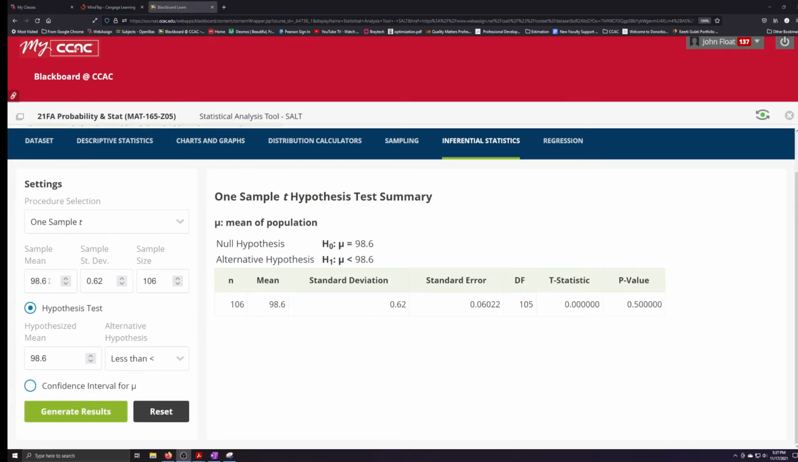Oh, I did type in something incorrectly. Oh, I feel so dumb. I'm so sorry about that, everybody. I put 98.6. Fat fingers got in the way. It's supposed to be 98.2. So now everything's normal. Let's generate the results.